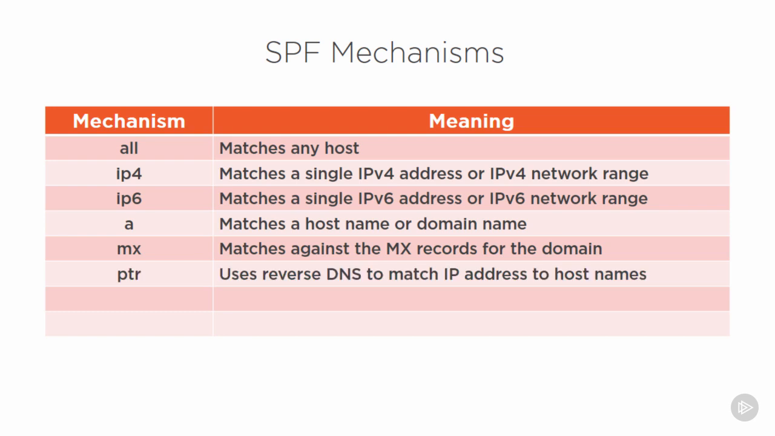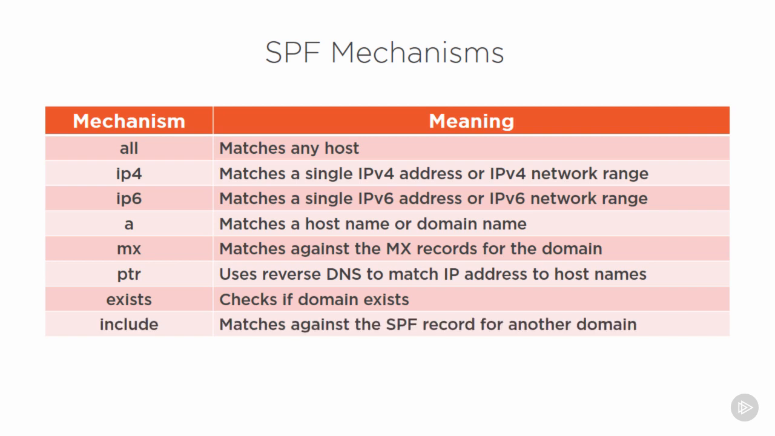PTR uses reverse DNS to match the sending server's IP address to the host names that it resolves to. This is not generally recommended because it causes a high load on DNS and it can be quite slow. Exists simply checks that the domain name the email is trying to send from actually exists at all. Include lets you defer the SPF lookup to the SPF record for another domain. This one is usually used when outbound email is routed through a cloud service such as Exchange Online Protection. You're basically saying as long as their SPF record says it's okay, then it's okay by me.